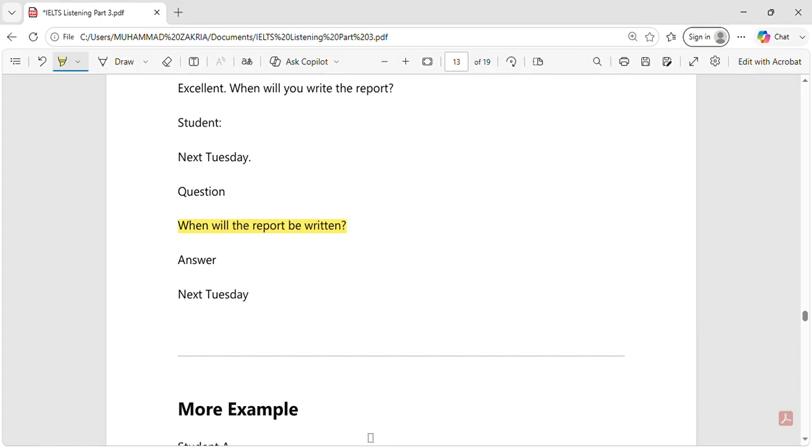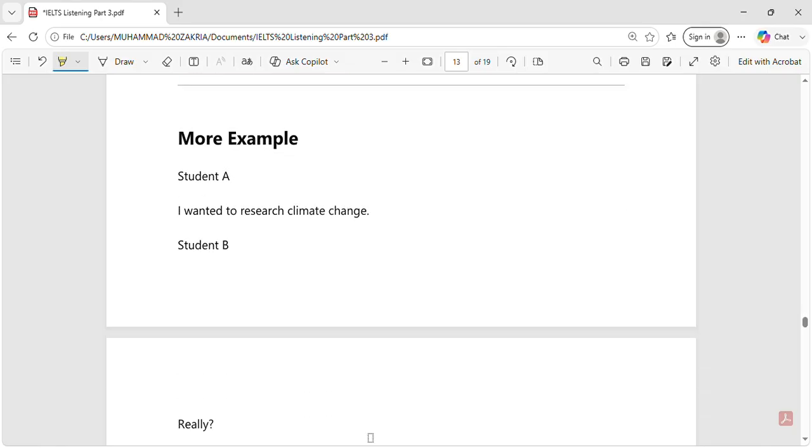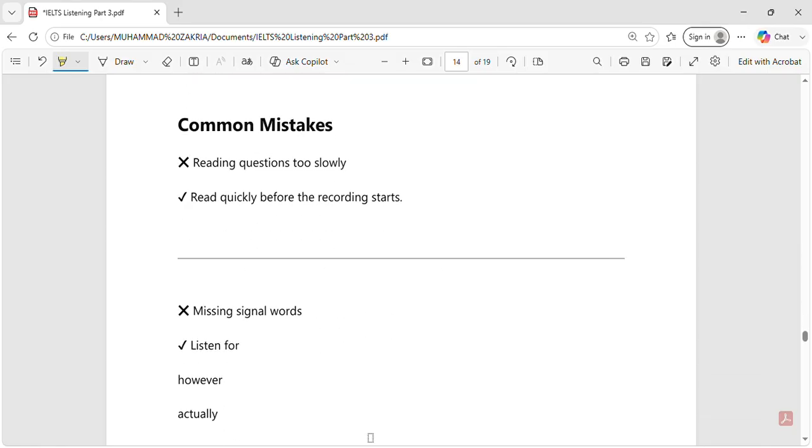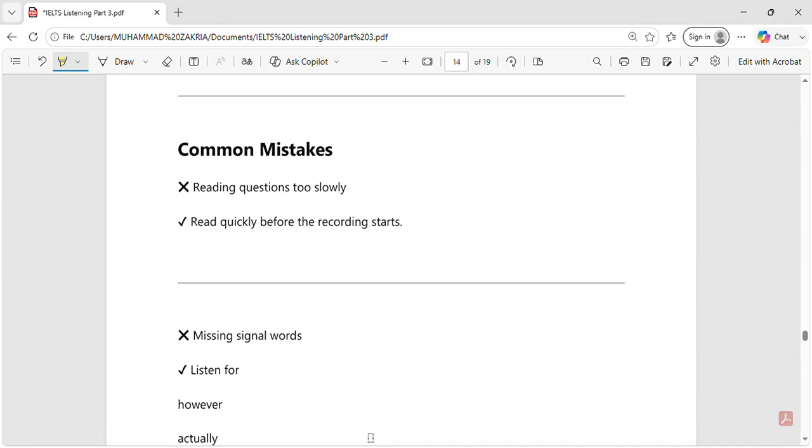Here I have given a straightforward example, but in the actual test they will give you something like: oh well, I will complete the report on the next Thursday. So the other words I speak are extra words. You ignore them. You must focus on the main words. Here are some more examples about that and common mistakes. This is very important, you must avoid that.